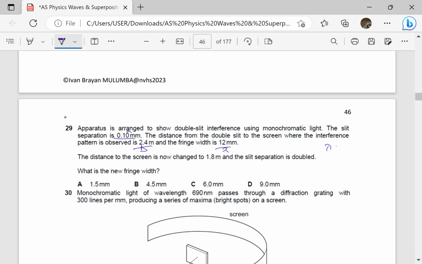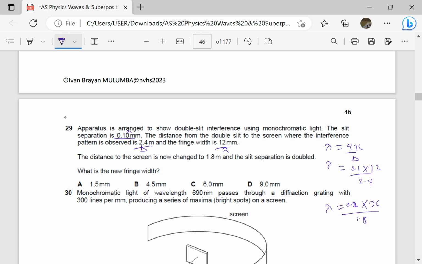Lambda equals AX over D. For the first, it is for the same light. So the first one, lambda is equal to A which is 0.1, I will not change any unit, then X, which is 12, D, which is 2.4. Then for the second one, lambda is equal to A. The distance to the screen is now changed to 1.8 meters, and the slit separation is doubled. So A is twice, 0.1 times 2, so it is 0.2. Then the fringe separation is not known, X. Then the distance is changed to 1.8.